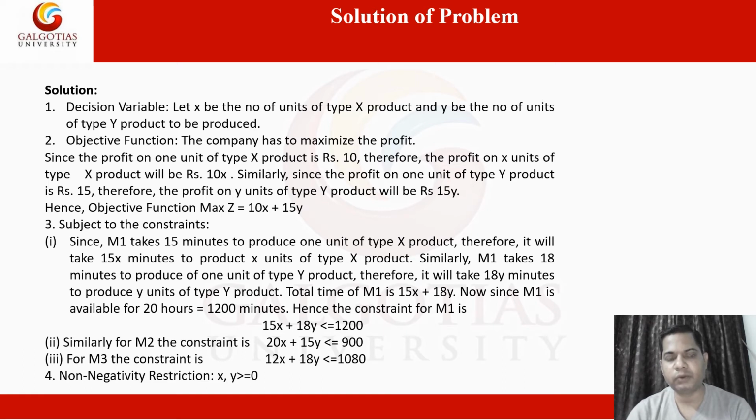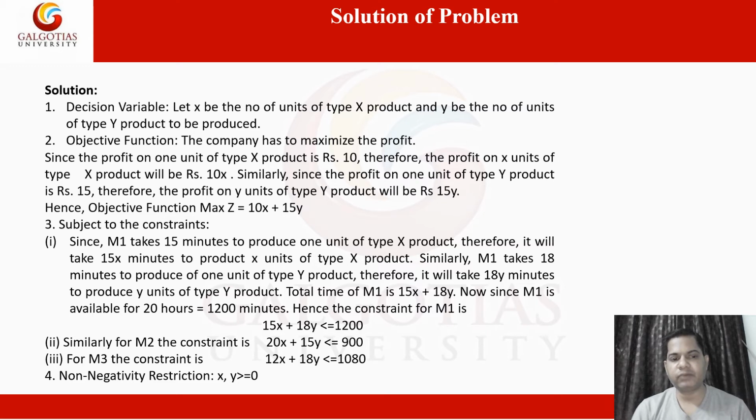Now we are talking about the constraints. The constraints are the number of hours of the machines to be used. So we have three machines, M1, M2 and M3, and we have a limitation on the machine hours to be used. Now machine M1 takes 15 minutes to produce 1 unit of type X product, therefore it will take 15x minutes to produce X units of type X product. Similarly, machine M1 will take 18y minutes to produce Y units of type Y product. So the total time of machine M1 will be 15x plus 18y.